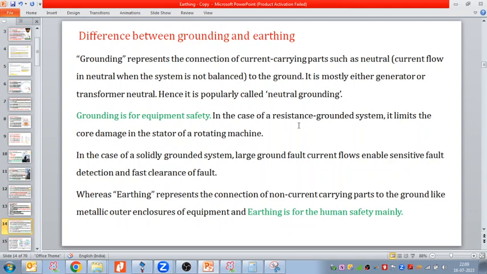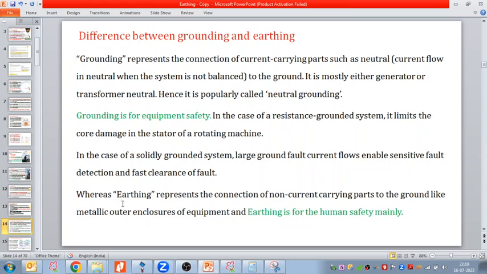In the case of a resistance grounded system, the resistance grounding system limits or prevents the core damage in the stator of a rotating machine. In the case of a solidly grounded system, large ground fault current flow enables sensitive fault detection and fast clearance of the fault. This we have already discussed in the previous slide as well.